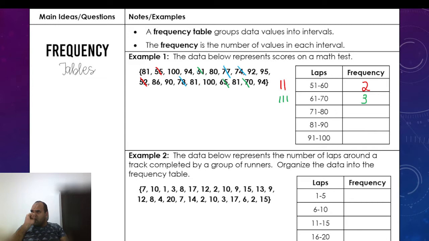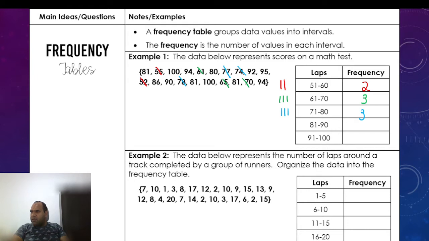60, 80. Okay, let me see here. Double check if I'm missing nothing. Yes, I think it's everything here. 71 to 80. Okay, great. 3. Nice. Let's go 81 to 90.